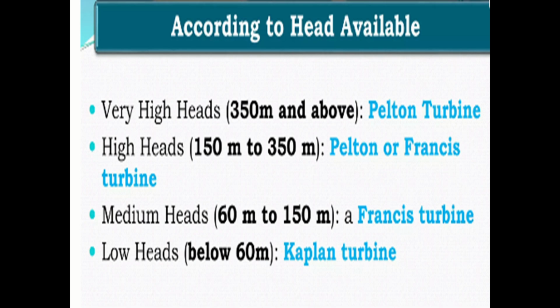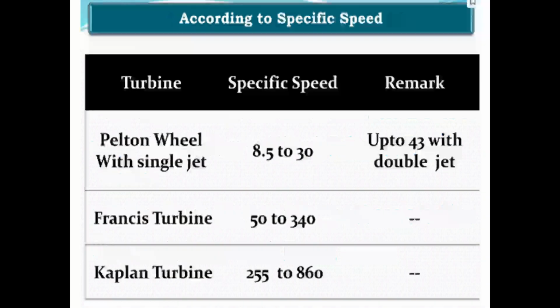Then medium head is 60 meters to 150 meters. It is Francis turbine. And low heads are below 60 meters, which is Kaplan turbine. Okay. Now, according to the specific speed of the turbine, if specific speed is between 8.5 to 30, then it is Pelton wheel with single jet. Up to 43, if the specific speed is reaching, then it is Pelton wheel with double jet.